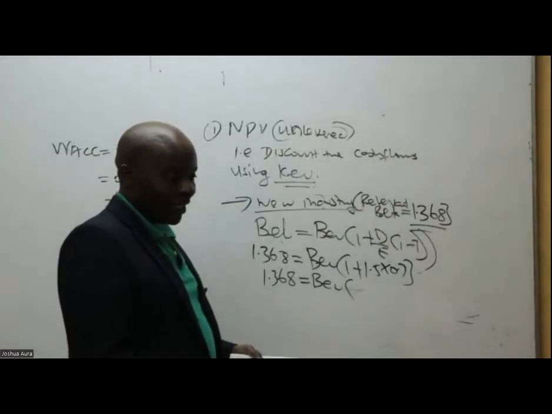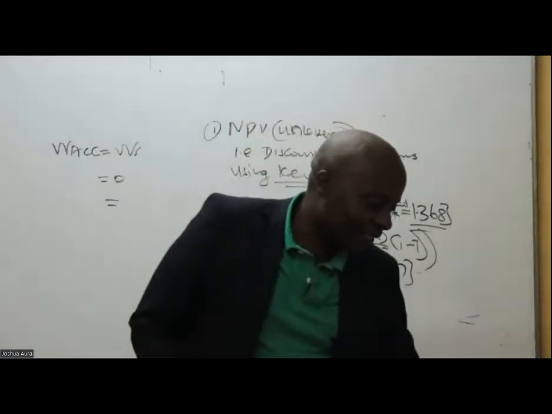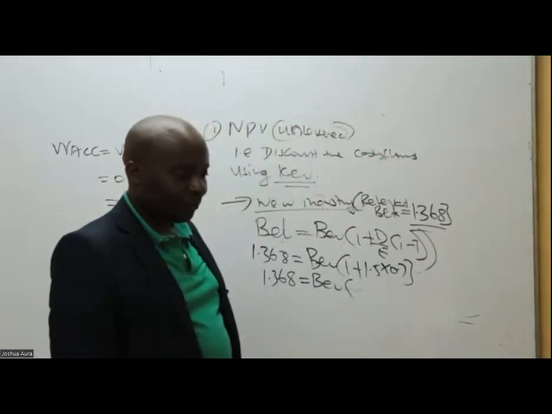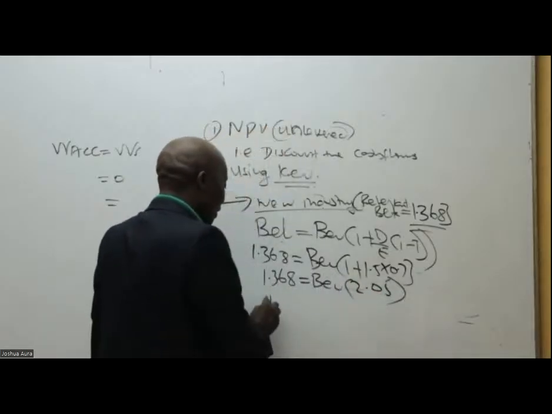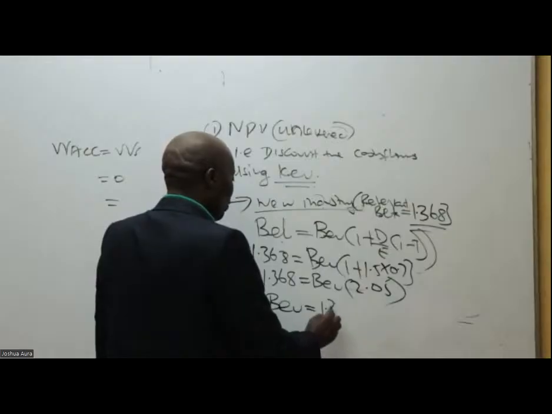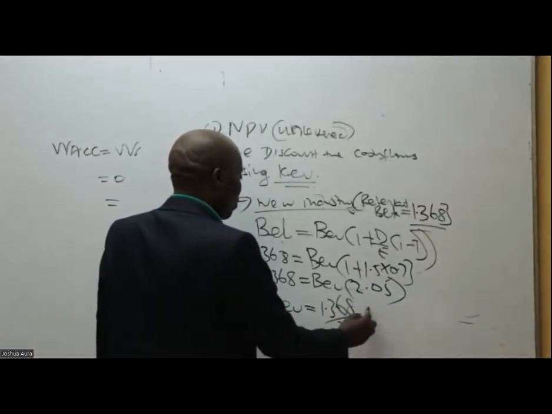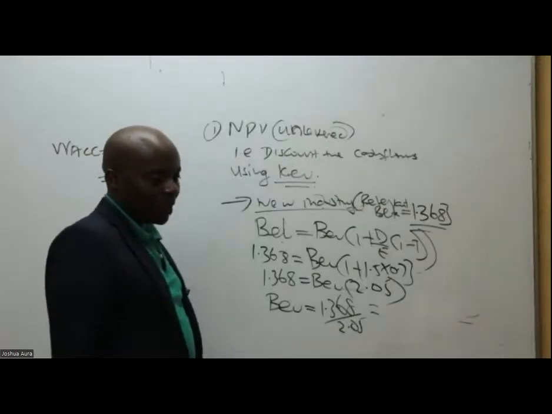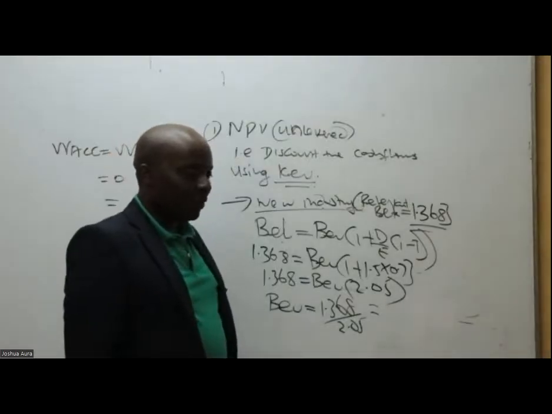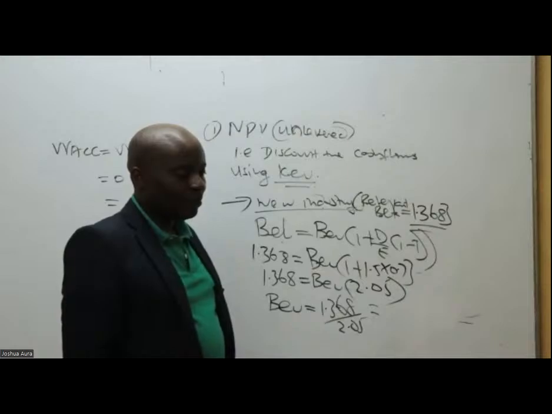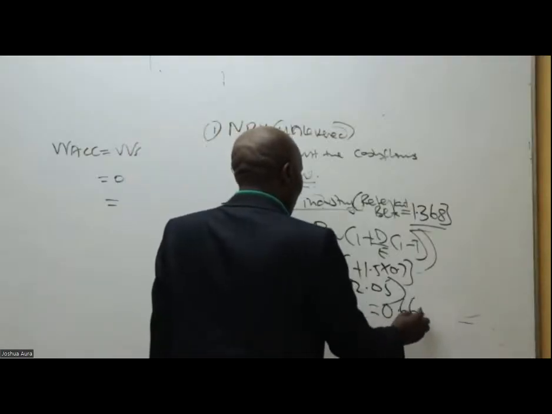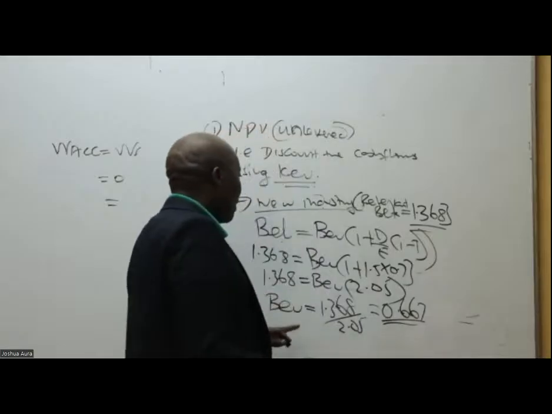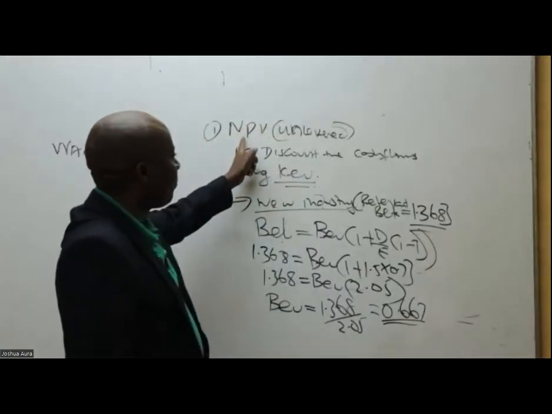I happen to be having another class, so you have to move with speed. You must move with speed. 2.05. And then I will be able to get the beta unlevered by taking 1.368 divided by 2.05, which will end up giving me what figure? Somebody here, what figure, ladies and gentlemen? 0.667.